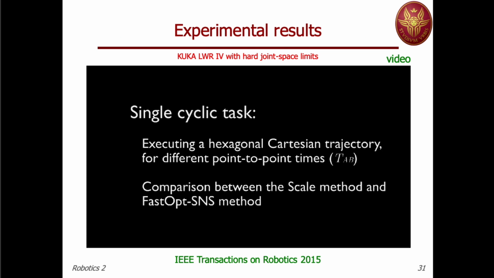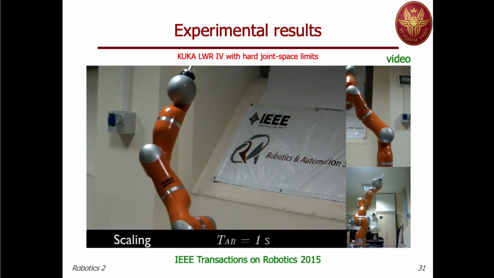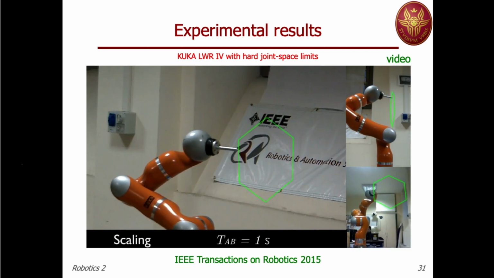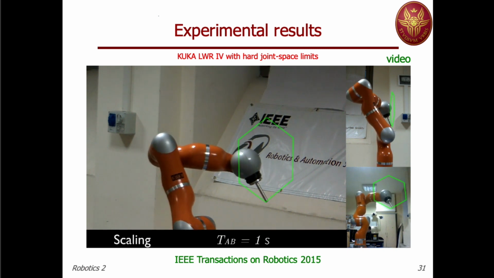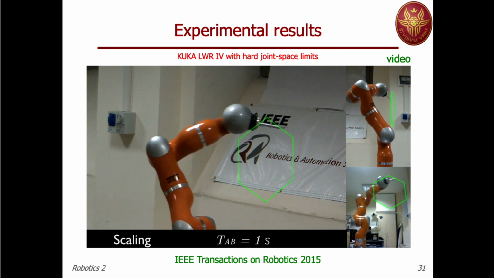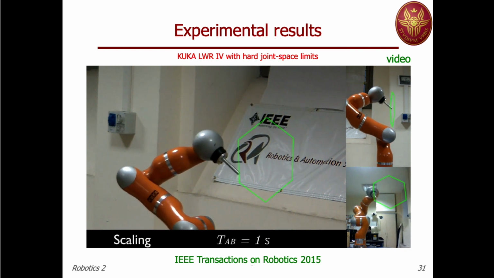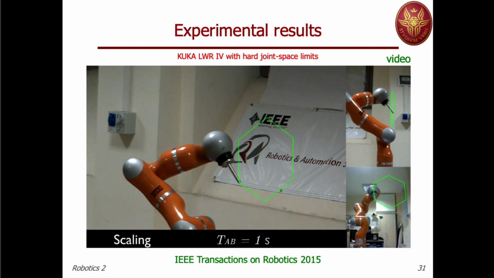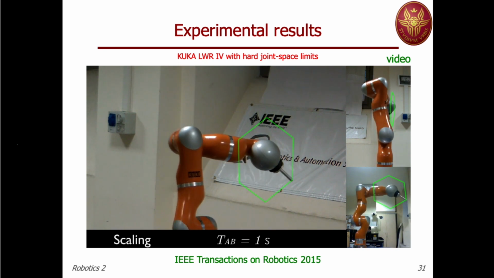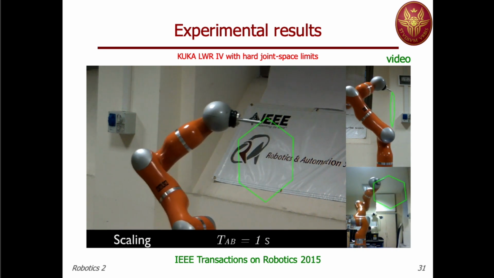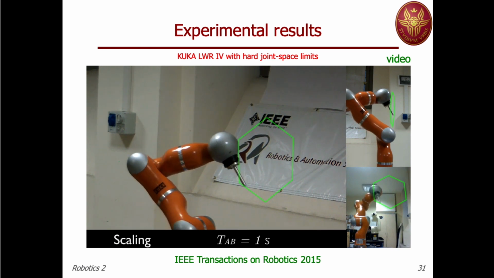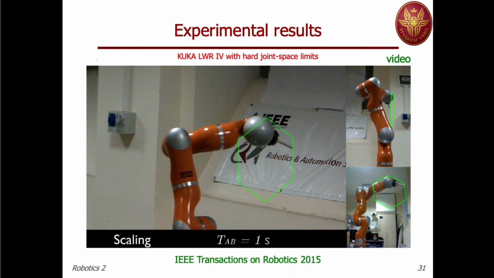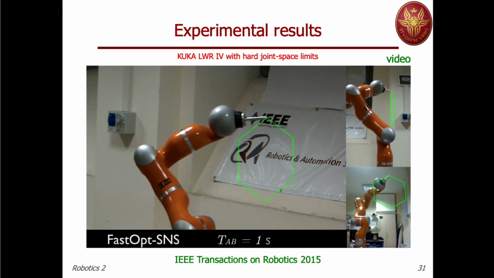So in the experiment we are doing exactly a hexagon with point-to-point times, and we are varying the times needed to go from one corner to the other. This is assigning 1 second for each side of the hexagon and simply doing scaling. You see that the scaling will practically stop the robot in some configurations because it's getting very close to the boundaries. But apart from this, we are doing correctly.